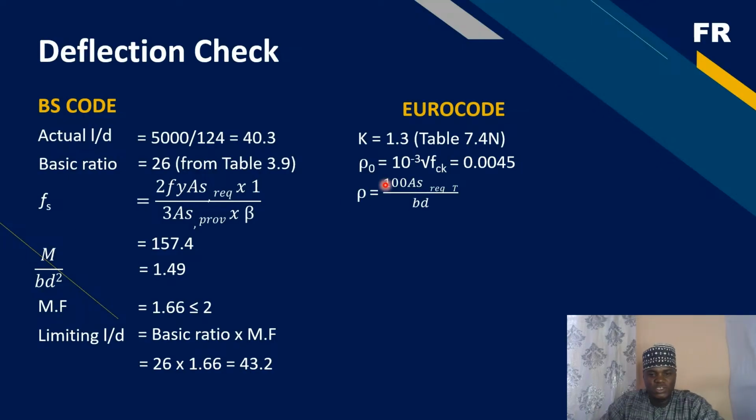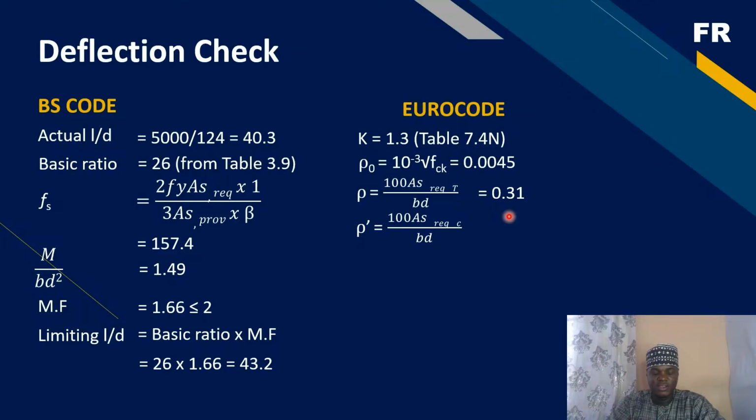Then you need to evaluate what we call the rho. The rho is given by 100 As required over bd. So we know our As required. This one is for tension reinforcement. Based on our design, we only require tension reinforcement for the slab. So our rho is 0.31, if you substitute As required of 461.6. Then for compression reinforcement, because what we designed was singly reinforced, the compression reinforcement rho prime is going to be 0.